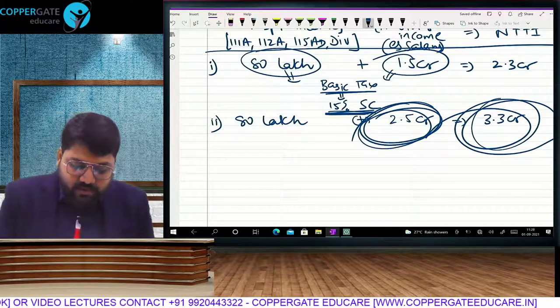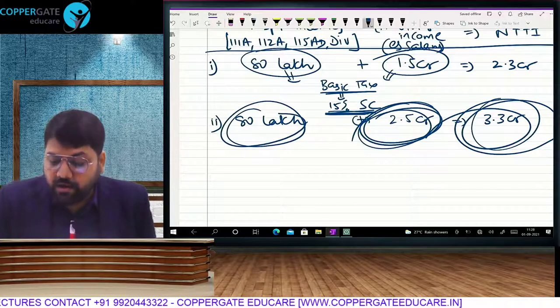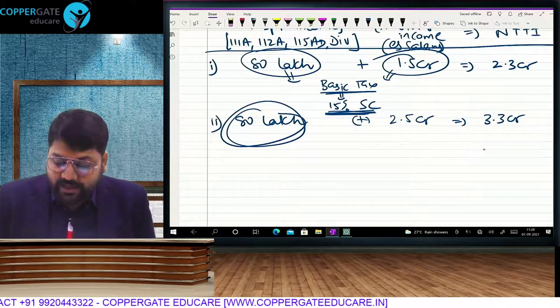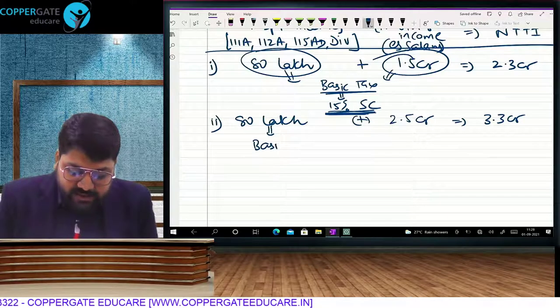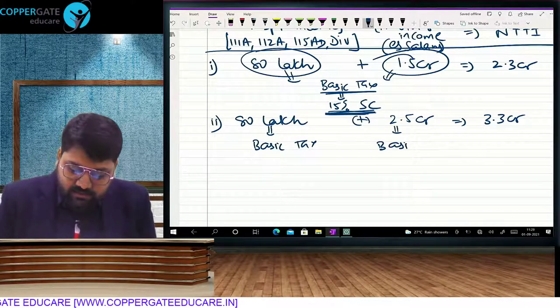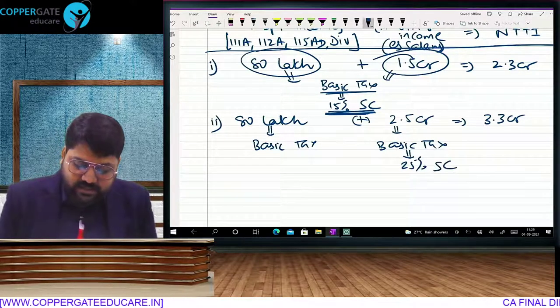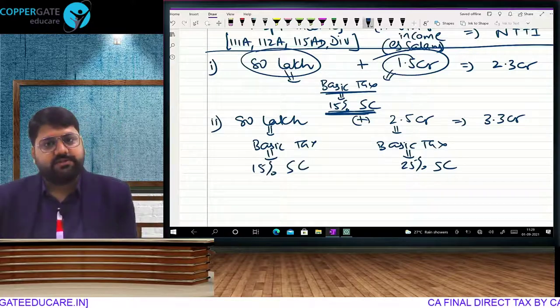When I say this will go in 15% surcharge, don't apply 15% of 80 lakh or 25% of 2.5 crore. Don't forget, surcharge is always applicable on what? So calculate basic tax on this. Calculate basic tax on this. This basic tax will go in 25% surcharge, but this basic tax will still remain in 15% surcharge.